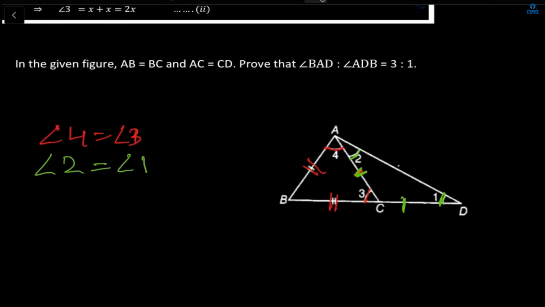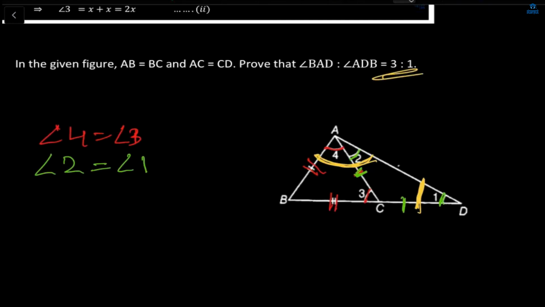Yes, so we have to prove the ratio of angle BAD to angle ADB, which is given as 3:1. So how are we going to prove it?